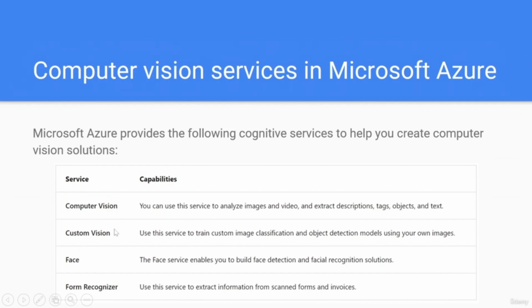We have another service called Custom Vision. This service is used to train custom image classification and object detection models using your own images. We have Face. The Face service enables you to build face detection and facial recognition solutions. We have Form Recognizer. Use this service to extract information from scanned forms and invoices. Now, all of these services, we will have a quick look into as an overview, no worries.